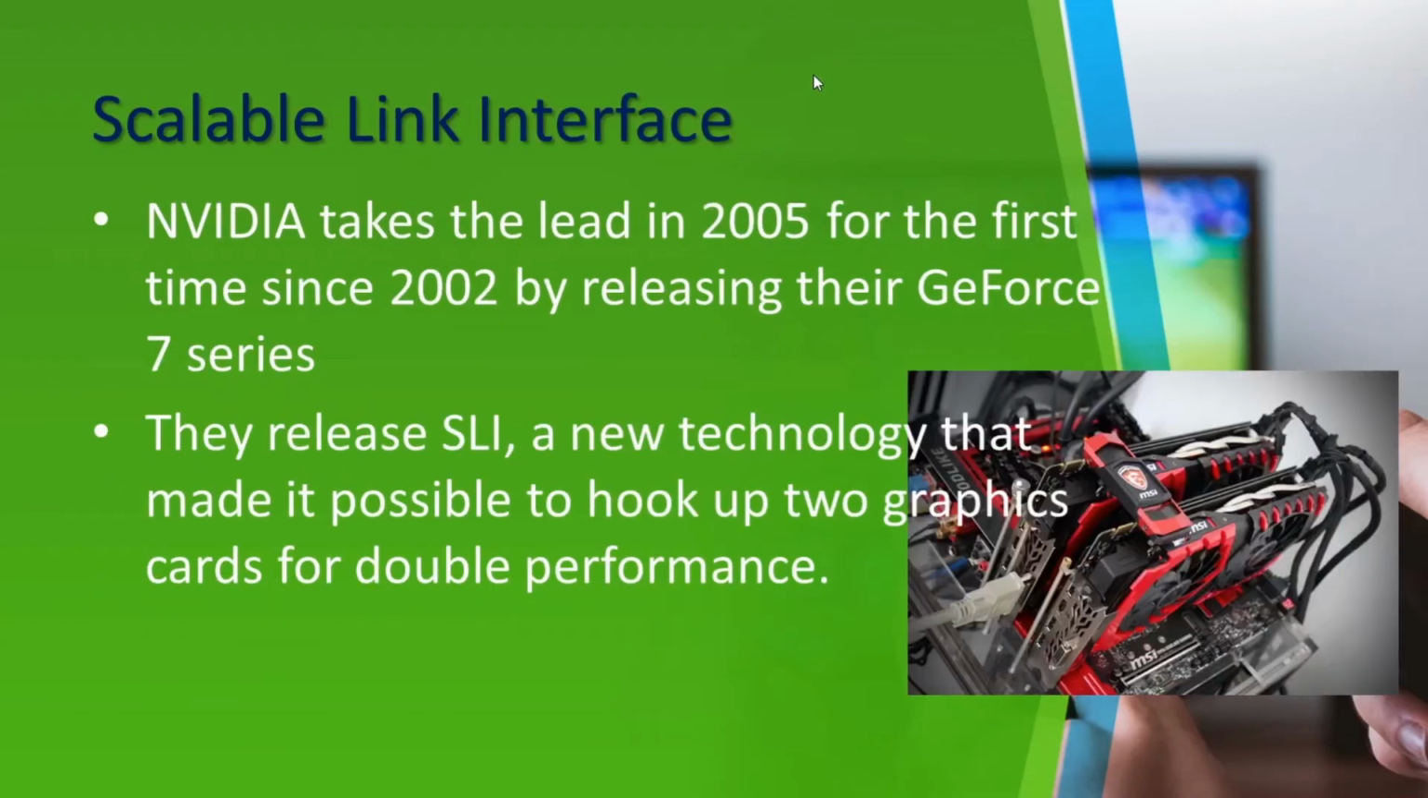Next, we have SLI, or Scalable Link Interface. NVIDIA took the lead in 2005 for the first time since 2002 by releasing their GeForce 7 series. They released SLI, a new technology that made it possible to hook up two graphics cards for double the performance. Let's say, for example, you're playing a GPU-intensive game. Instead of having a single graphics card, you can use two graphics cards and combine the processing power of those GPUs using SLI, or Scalable Link Interface. What this does is combine the processing power of these two graphics cards to handle your heavy, intensive game.